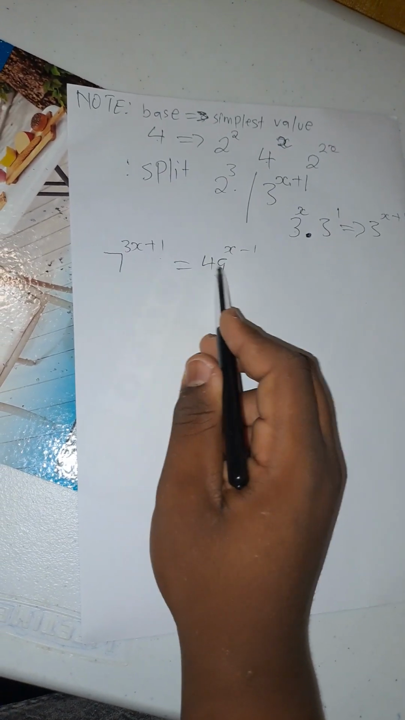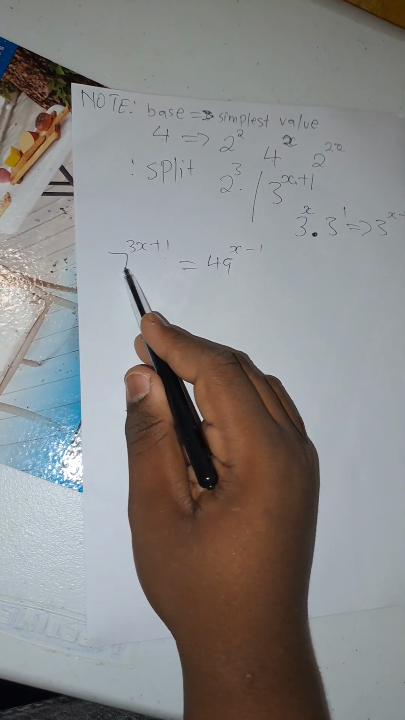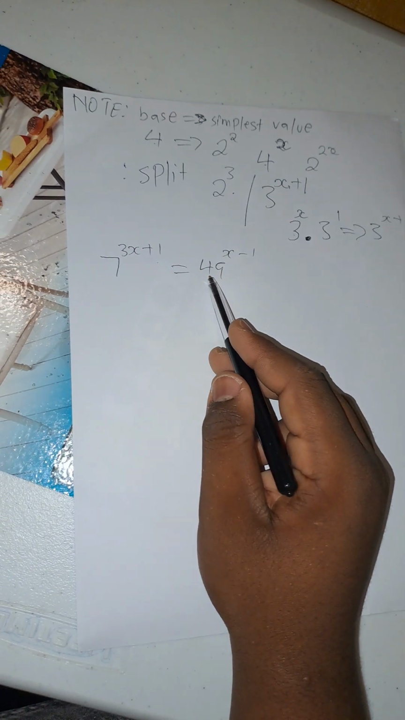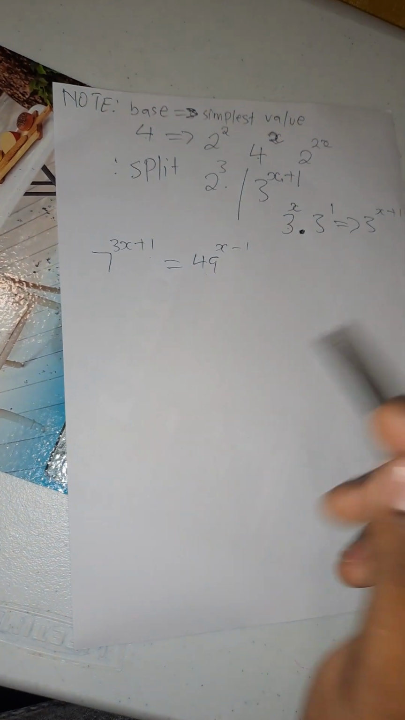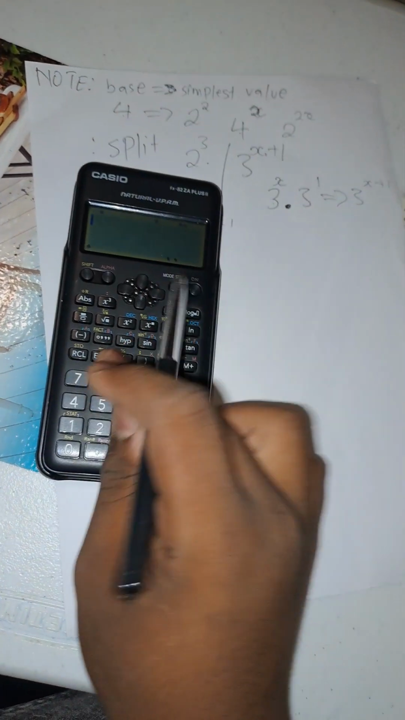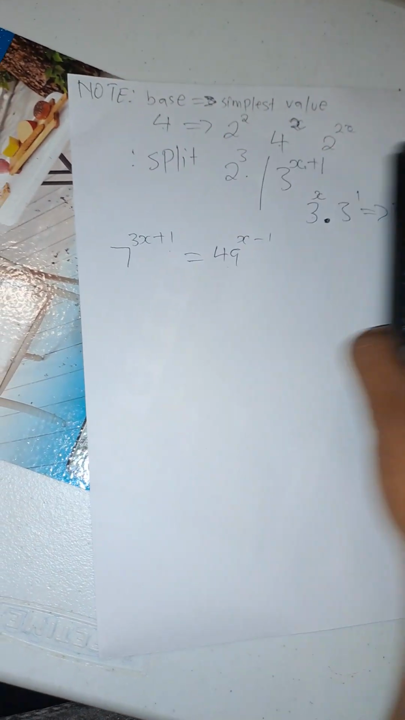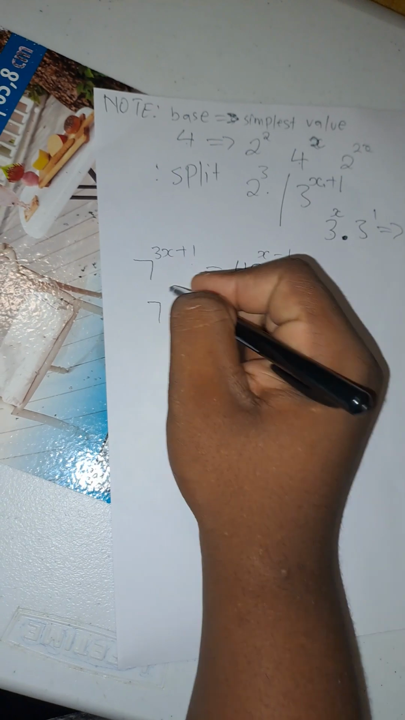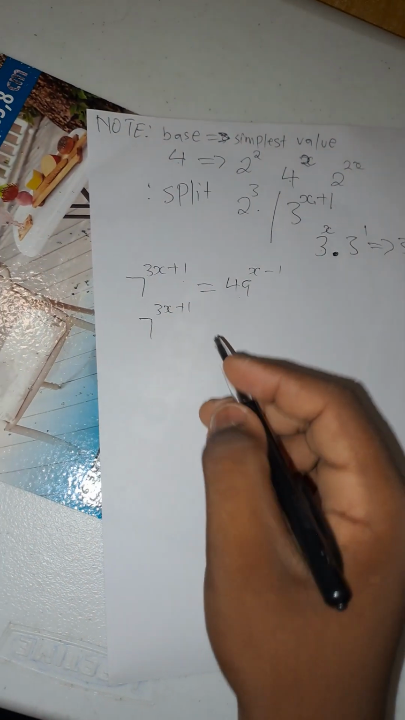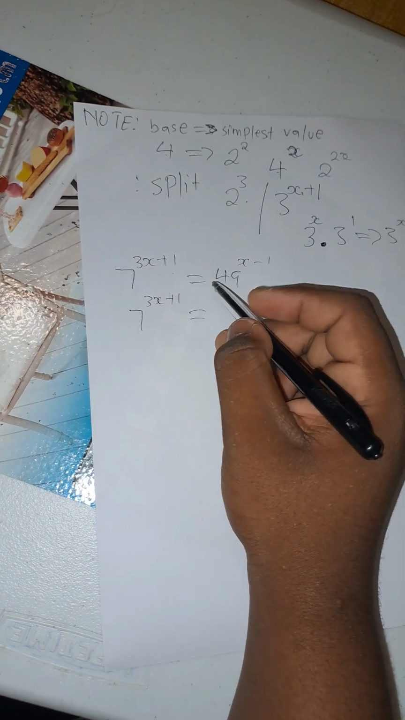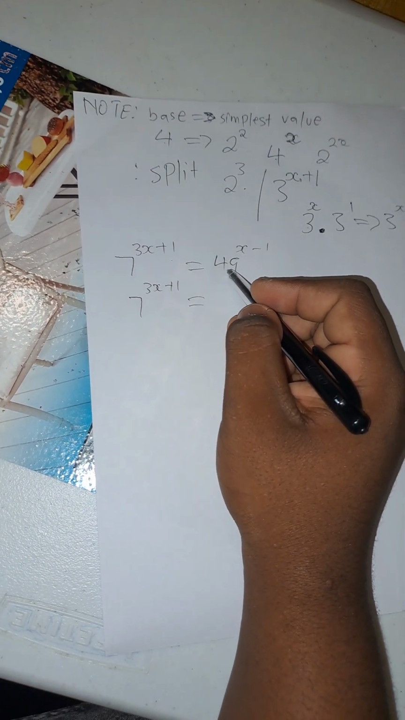Now let's check our bases. We have 7, which cannot be taken to a simpler value. Let me check 49, it can be taken to a simpler value. Let me take my calculator. 49 is equal to 7 squared. So we are going to write 7 to the power of 3x plus 1. Don't be fast, don't split immediately. Make sure you only split when you have the simplest value.